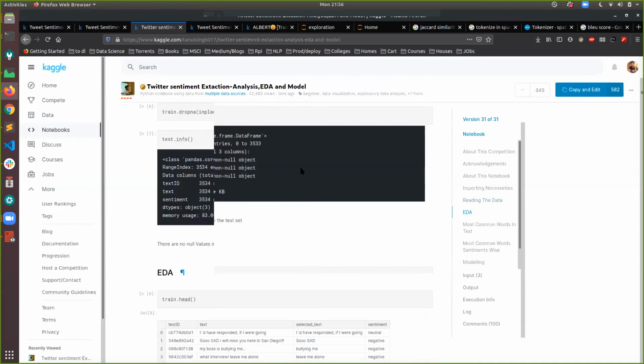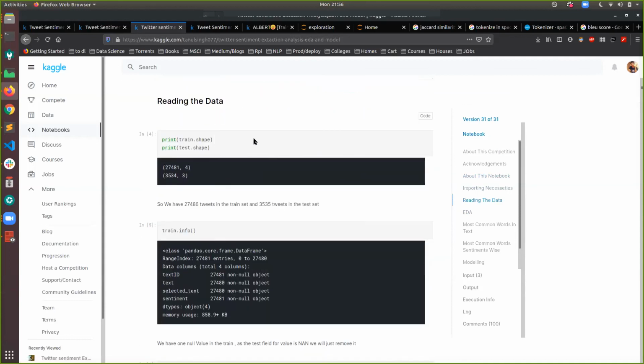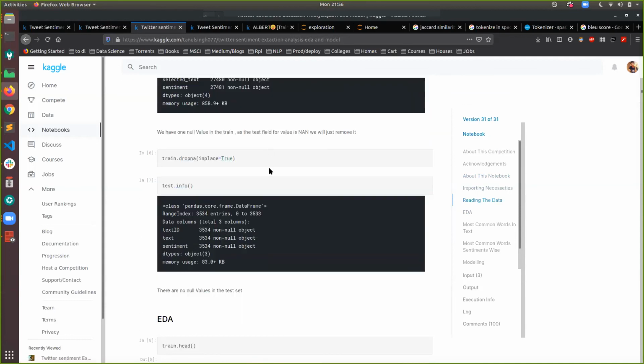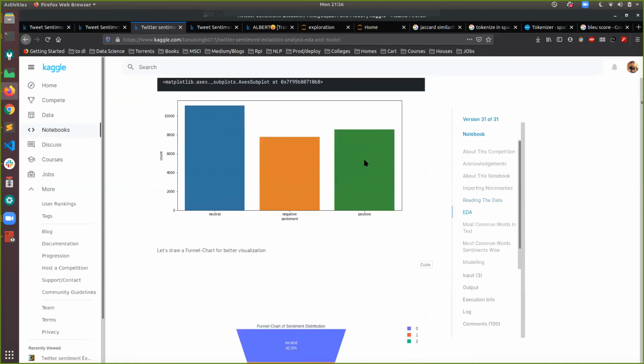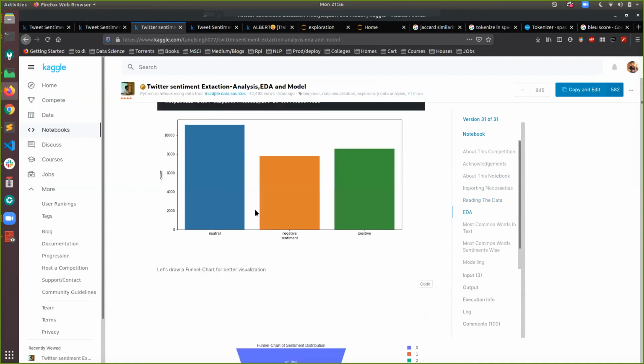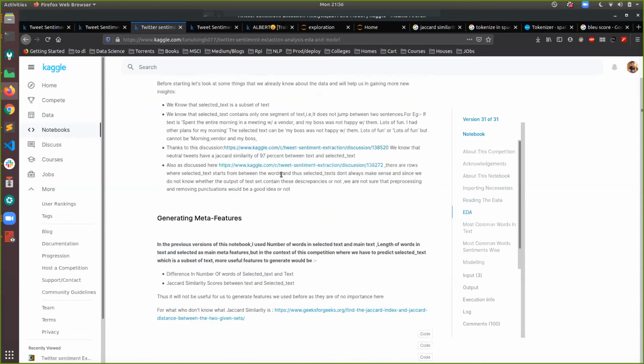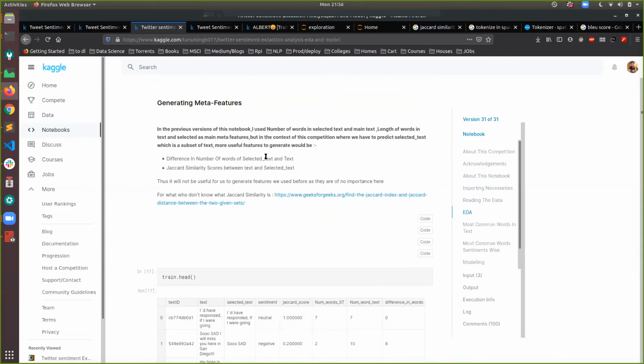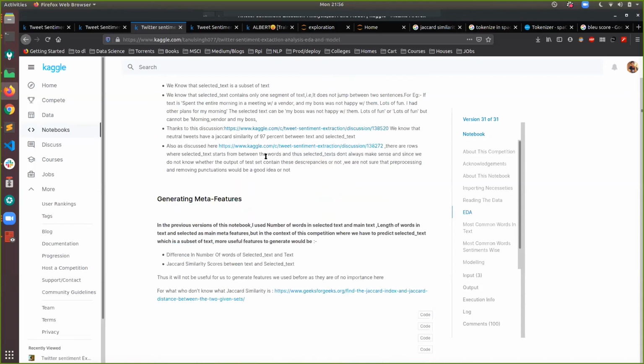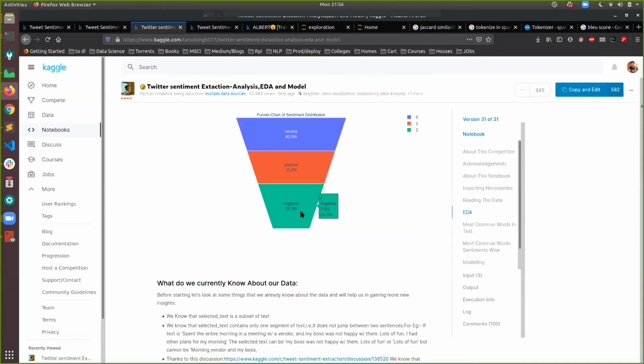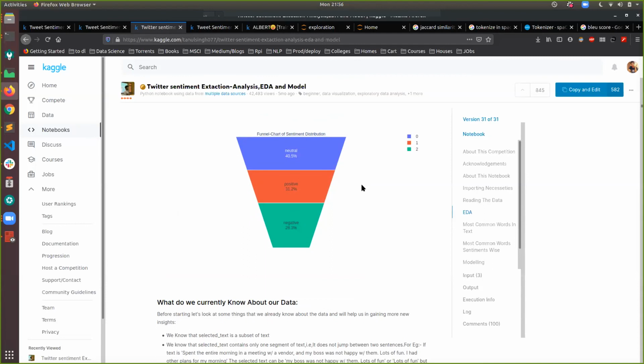I was just following through this guy's notebook. He seems to have a really good notebook, and these are the usual exploratory stuff. Neutral is most, and negative and positive are almost equal. We don't have to worry about imbalanced classes in this case, right? Yeah. But one interesting thing, Gotham, can you go up? That's Gotham, not me. Oh, okay.